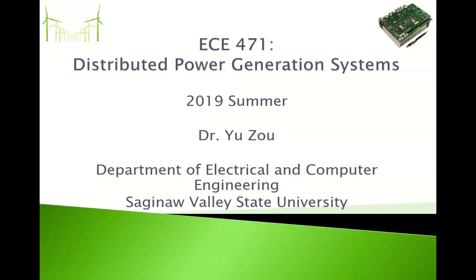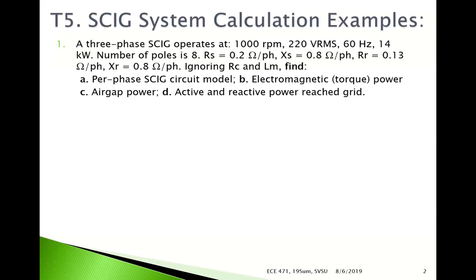Hello everyone. So today we continue our calculation problem examples from this video. And today we talk about the topic 5, the wind power generation system. Specifically, the problem we're gonna deal with is a three-phase squirrel cage induction generator system operating at certain speed and the voltage. Speed given, voltage given, and also telling you the operating frequency and the power.